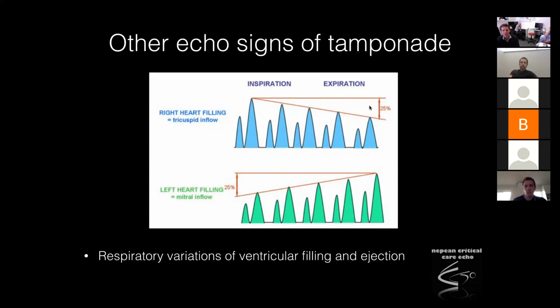Magic numbers, I think they vary on which one you read. So I normally have this one as 40% in my head. I stole this off the internet from somewhere. Again, I'm sorry, I should have put the reference in. I have 25% variation for the LV, 40% for the RV, but I think that's okay if you put 25% for both. But basically, you're just getting significant variations of ventricular filling and ejection. Okay.